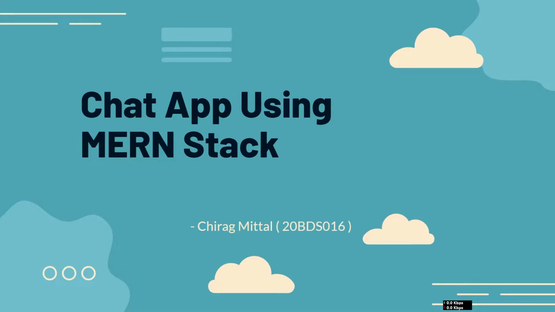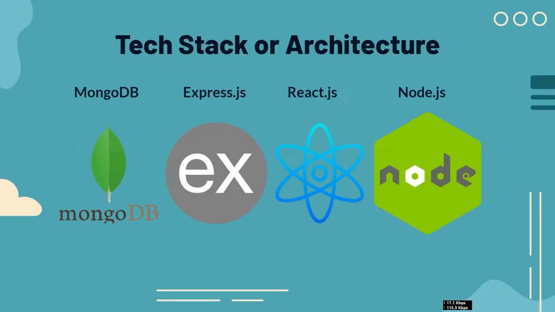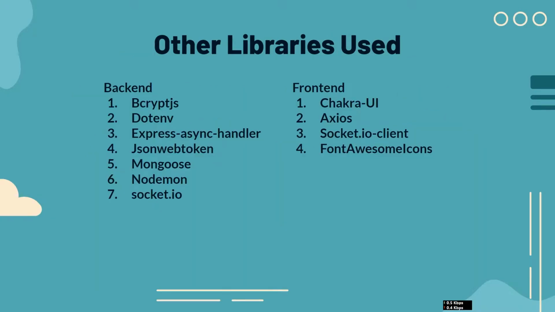So let's start. The tech stack or the architecture of my project is MongoDB, Express, React, and Node, which is also called the MERN stack. As you can clearly see, in MERN stack, M stands for MongoDB, E stands for Express.js, R stands for React.js, N stands for Node.js. And I have used some more libraries with this. These libraries are provided by the MERN community for easy development.